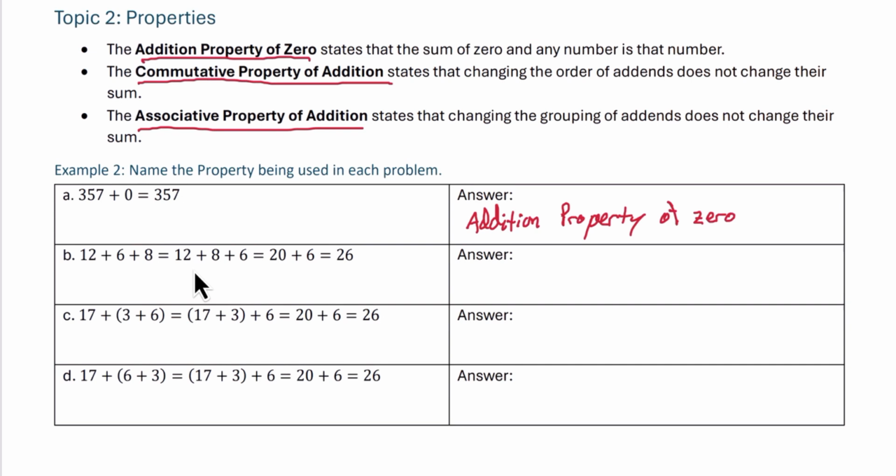Think about commuting to school or commuting to work. When you commute somewhere, you change your location. That's what's happening here. 6 and 8 have changed their location or changed the order that they are in. That is the commutative property of addition.